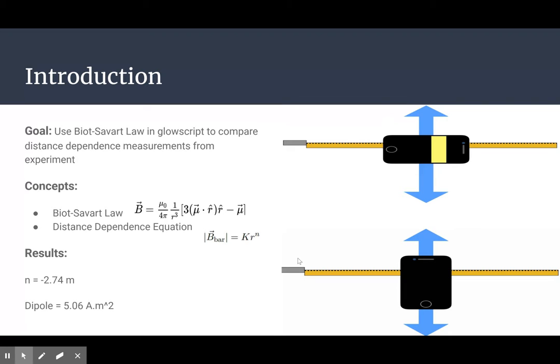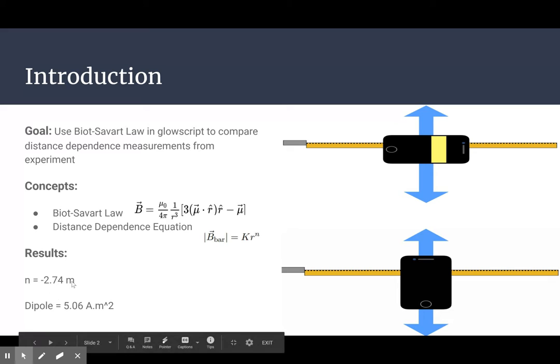Concepts used in this lab: the first one is the Biot-Savart law, and I have the formula here, which we've used to find the value of B. And the distance dependence equation, where we measure the value of B. We have the K r to the N, and we try to calculate the value of N. And here are the results. The N is negative 2.74 and the value of B is 5.06.